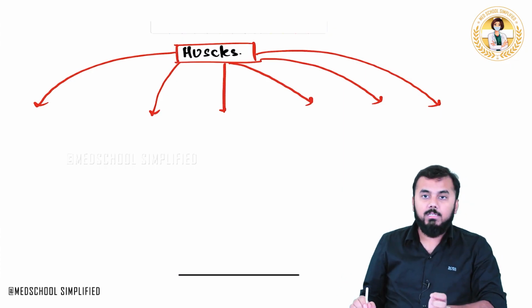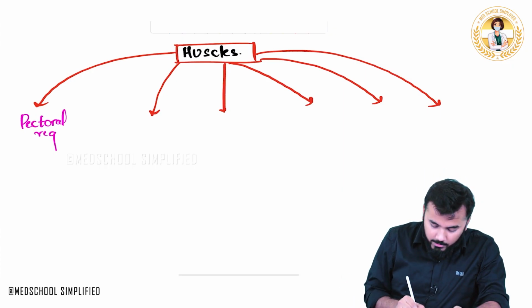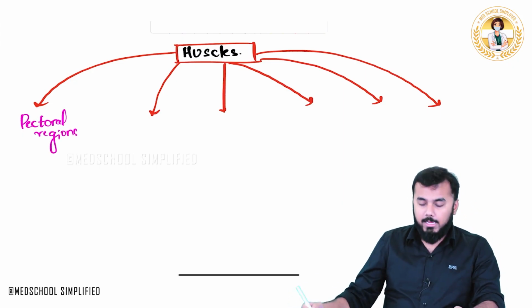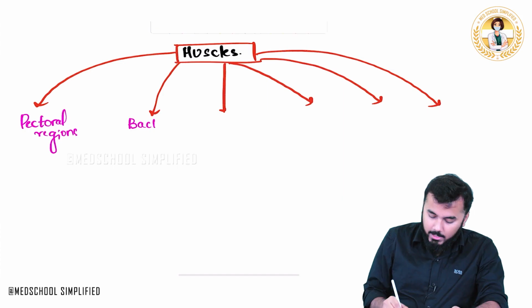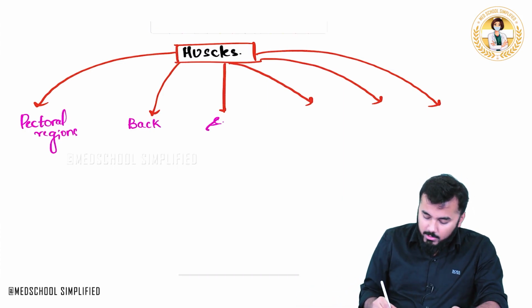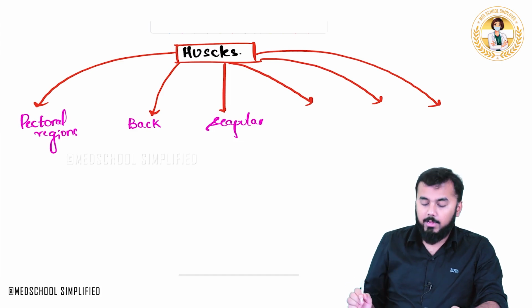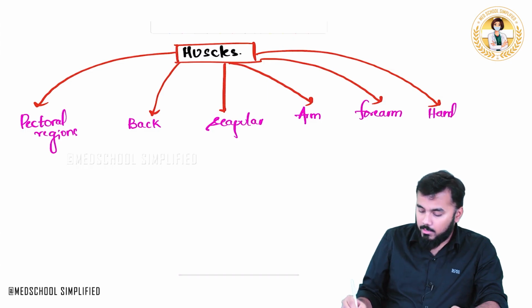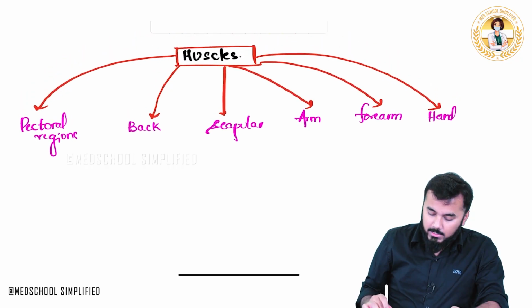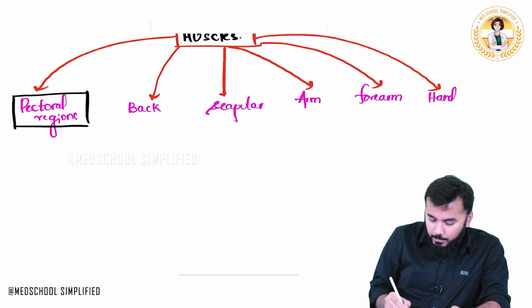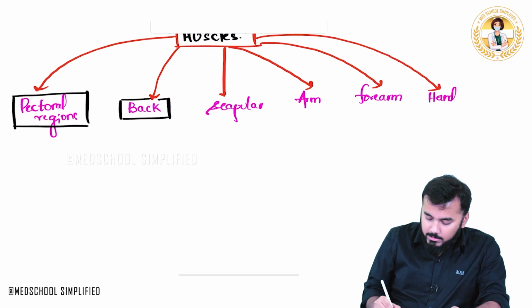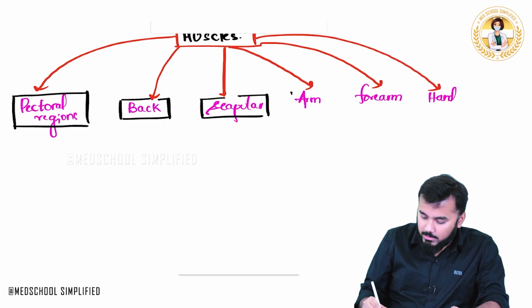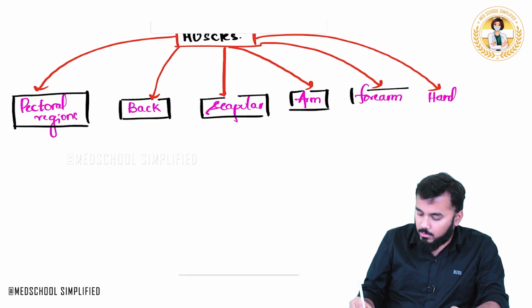Now the first group of muscles are in the pectoral region. Next group of muscles are in the back. After that we have the scapular region. Next we have the arm. Next we have the forearm as well as the hand. So the muscles of the upper limb are divided into the pectoral region, the back muscles, the scapular muscles, the muscles of the arm, the muscles of the forearm as well as the muscles of the hand.